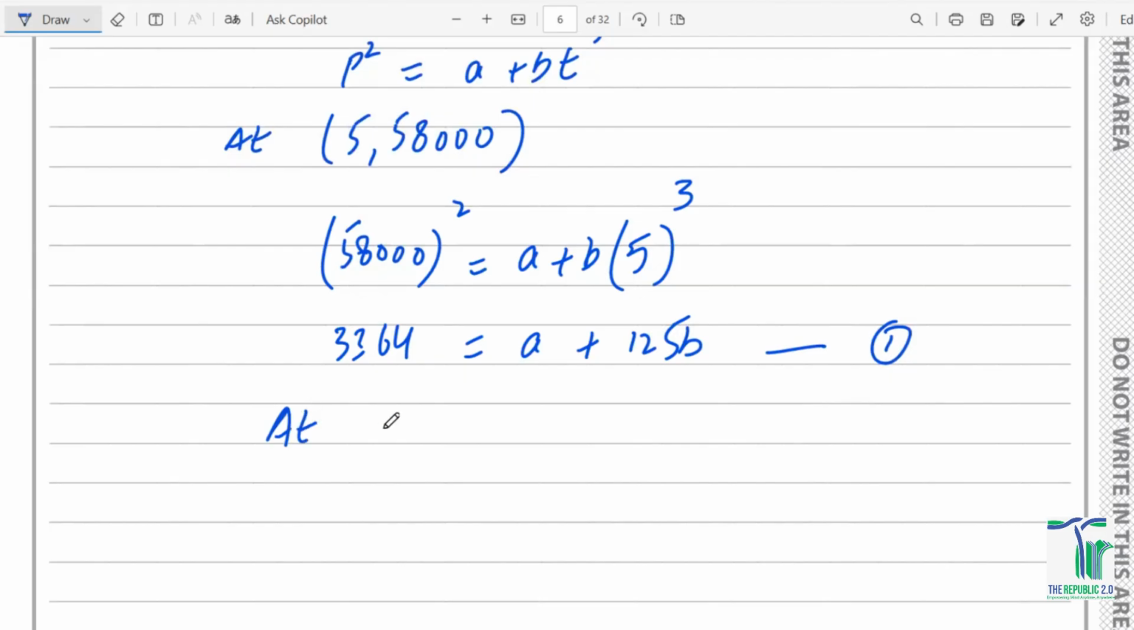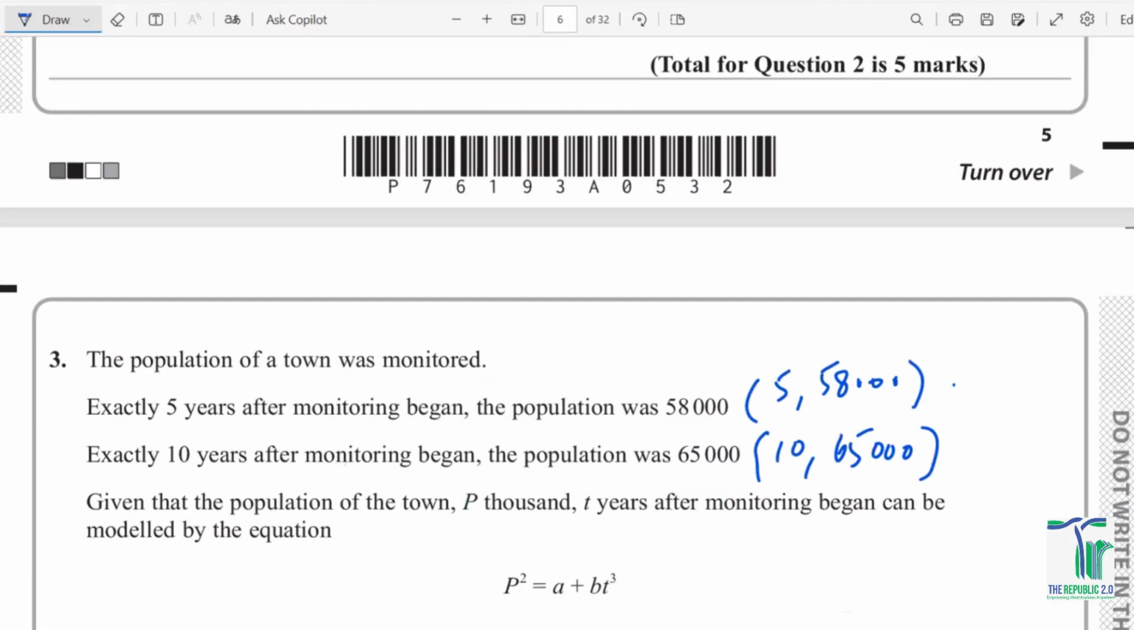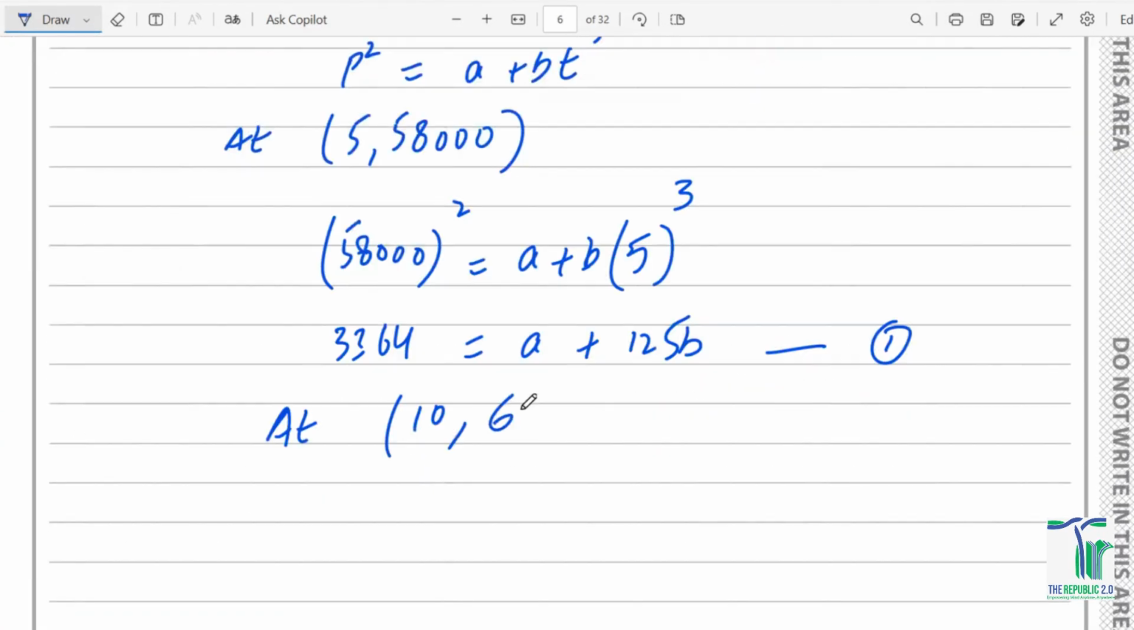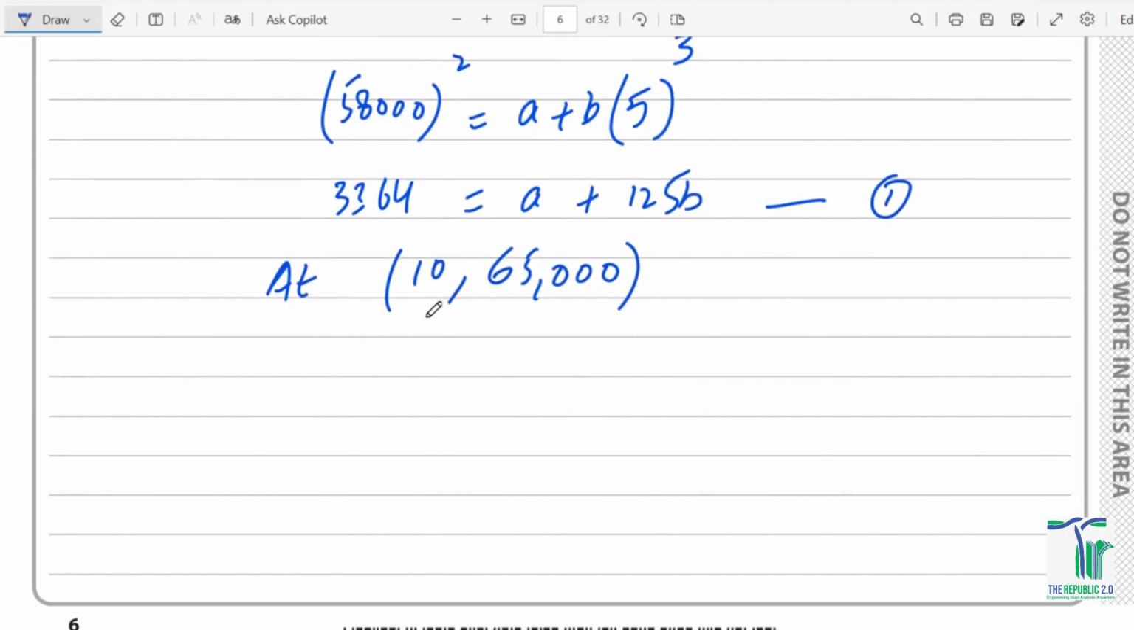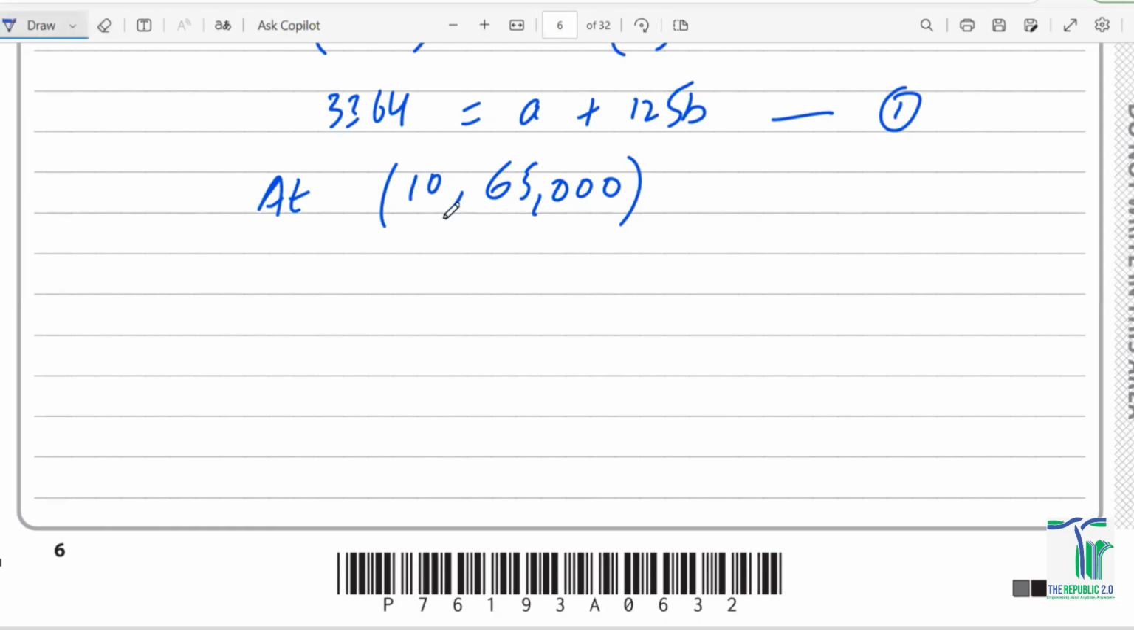Now, similarly, the other point was 10 and 65,000. So you would be having 65,000, right? So you've got 10 and 65,000. We're just going to plug it in. You can skip the 1000 part. And the above equation is going to be 65 squared equals a plus b times 10 cubed. So at this point, you need to plug this 10 and 65,000 in the above equation. So I would be having 65 squared equals a plus b times 10 cubed.